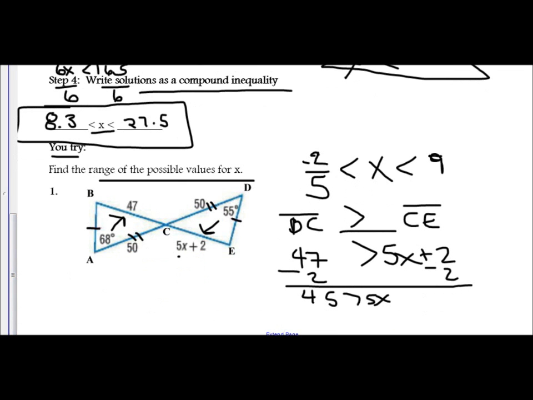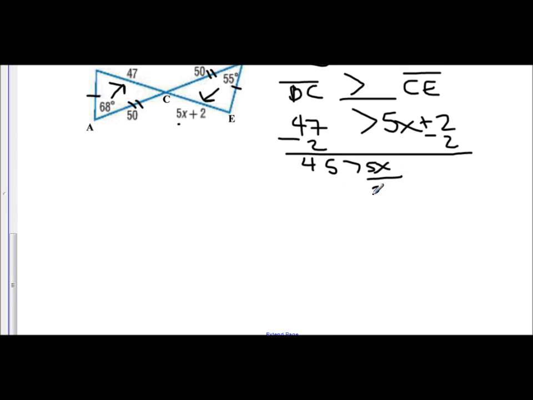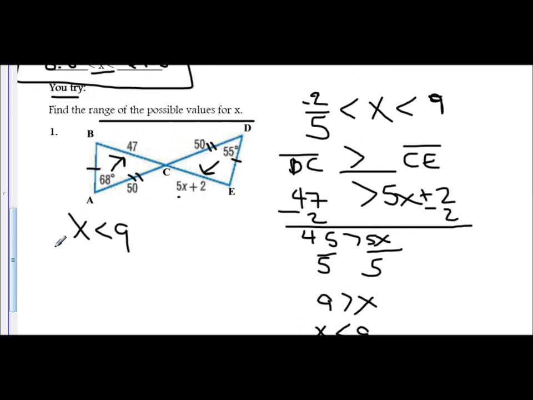I'm going to divide by 5 on both sides of my equation. So I get 9 is greater than x. And I can rewrite this as x is less than 9. So I'm going to write that over here. Now I have to consider the fact that a side length cannot be negative. Can't be a negative value. Can't be negative 10. Can't be negative 5. Can't equal a negative value.